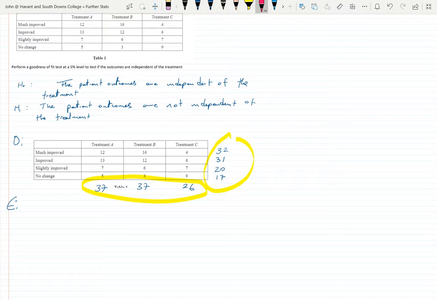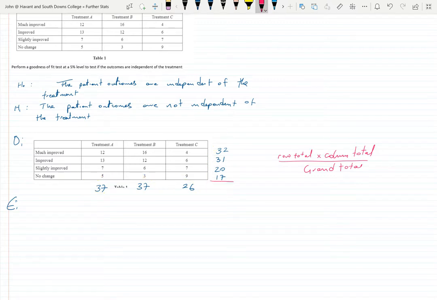So it's these numbers that we use to work out our expected frequencies. And the formula that we use, which I explained in a little more detail in the last video, is that you just multiply row total times column total over grand total. And just as a useful check, it is useful to check that the rows and the columns add up to 100, just to check you haven't done any of the adding incorrectly.